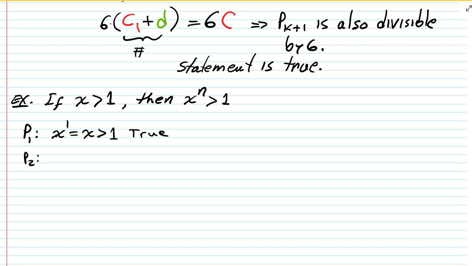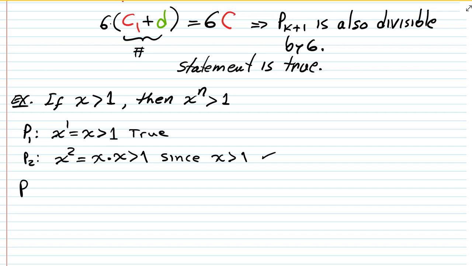Let's look at P2. P2 means x squared. Well, x squared is the product of x times x, right? And that's going to be greater than 1 since x is greater than 1. True? Since x is greater than 1, we multiply by a number greater than 1, so the square of it will be greater than 1 also. So it works for x squared.